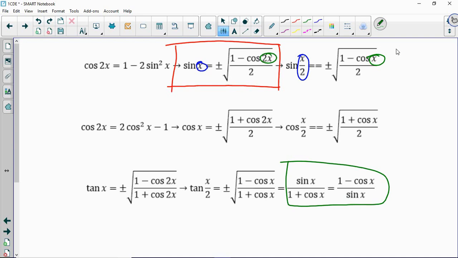I feel in my heart as though I've had to use the sine and the cosine half angle formulas once or twice, or at least it made a problem easier than doing it some other way. But maybe I'm wrong. I don't know.